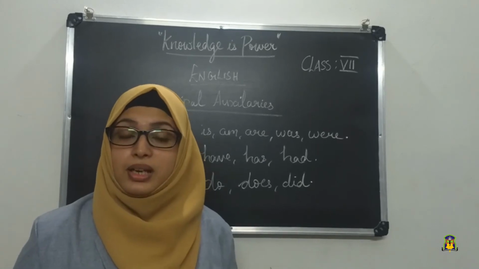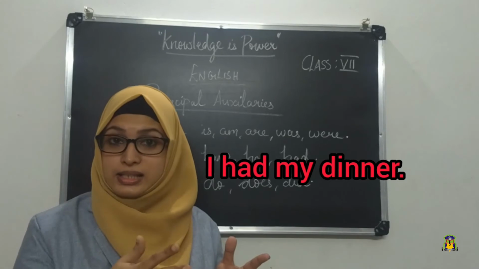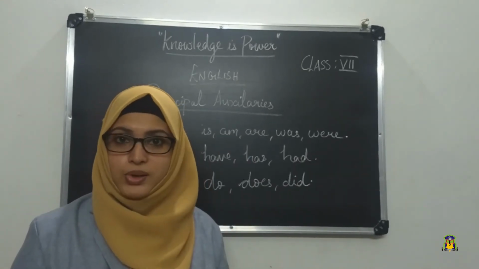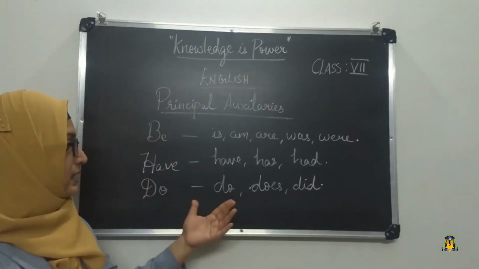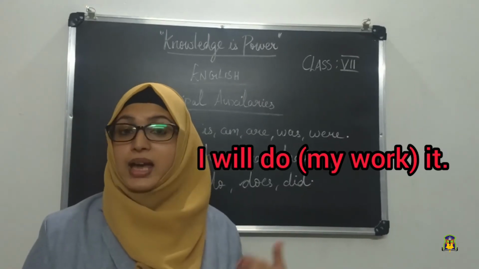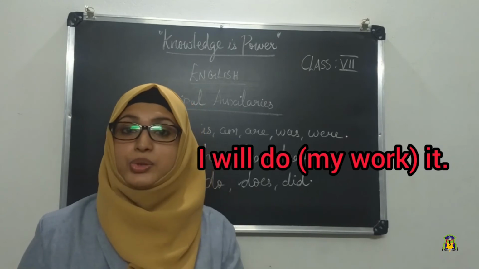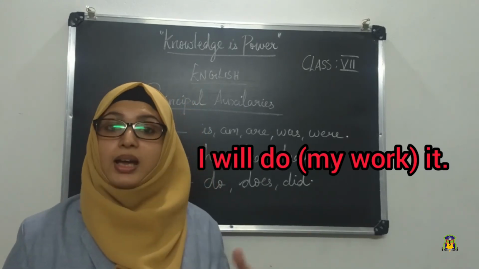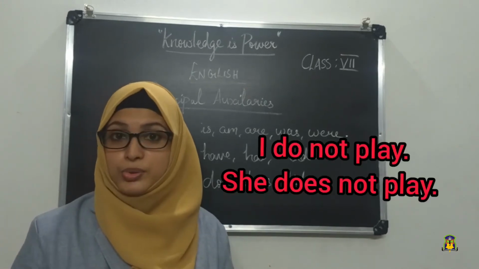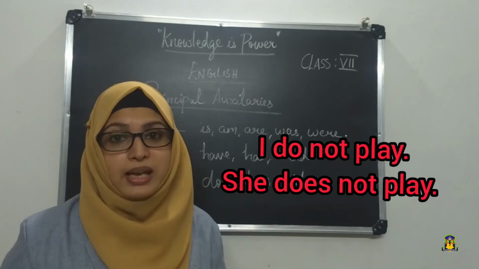Another example, if I take, "I had my dinner." In that case, had functions as a main verb. Similarly, we can take do also. "I will do it." In that, will represents an auxiliary verb and do a main verb. Another example, "I do not play." Here do represents a helping verb because already one main verb, play, is there.